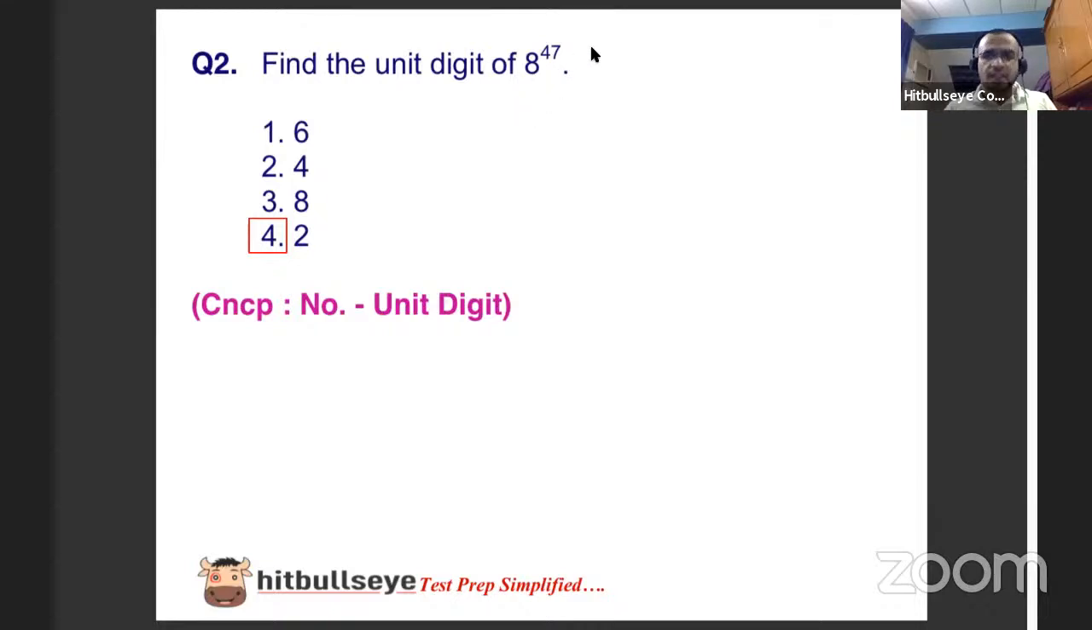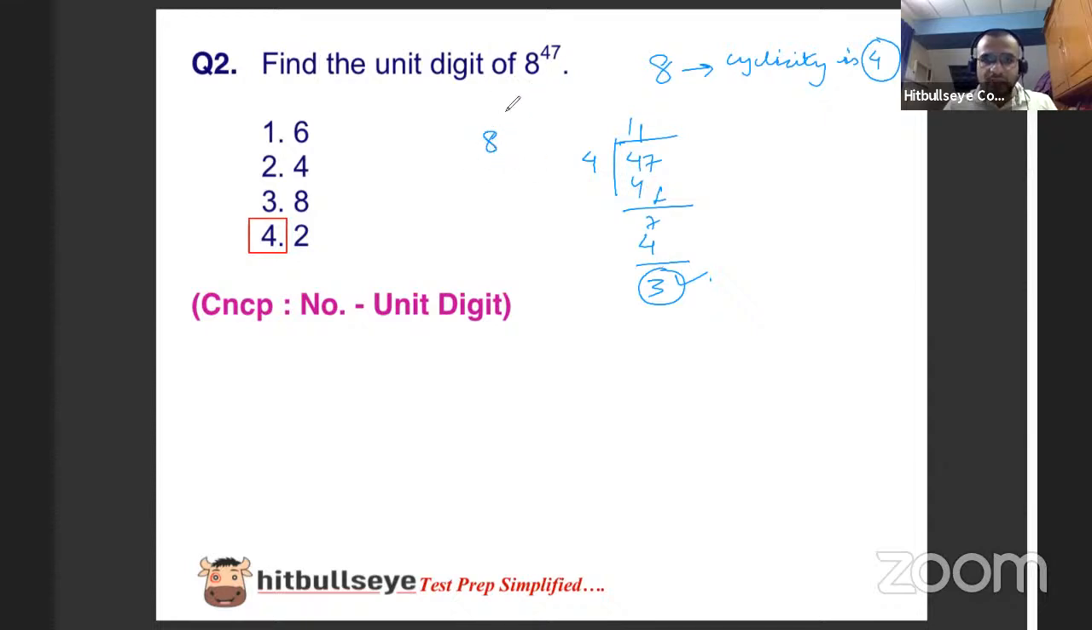So how do we go about it? We have just learned a fact that for 8, the cyclicity is 4. Whatever is the power, we divide it by the cyclicity. 4 ones are 4, 7, 4, the remainder is 3. Whatever is the remainder, we replace the power by the remainder. So this will be equal to 8 raised to the power 3. And I know 8 raised to the power 3 is what? 8 ones are 8, 8 8s are 64, 8 fours are 32. So 8 raised to the power 3 ends in 2. Fourth option is the right answer, 100% correct.